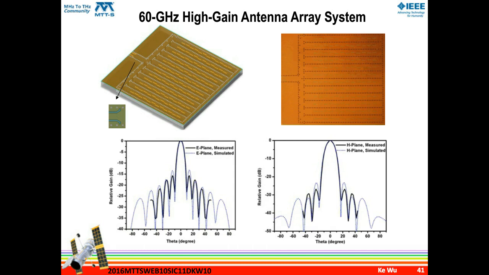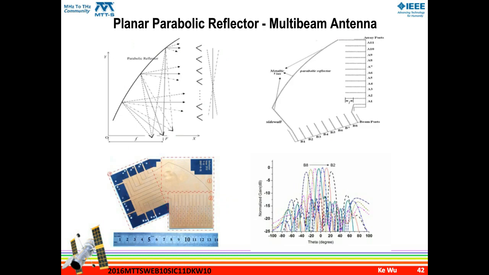And this is a 60 GHz Huygens antenna, for example. You can design a very neat millimeter-wave Huygens antenna array based on this technique, because you can design a very low cost, low loss feed, and you can create a very good antenna with good efficiency.